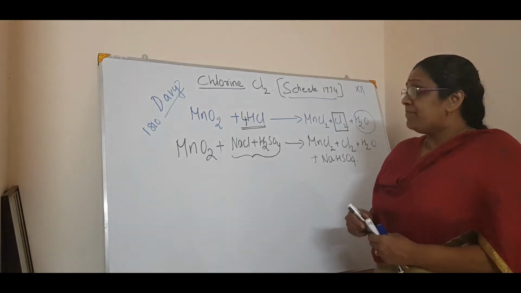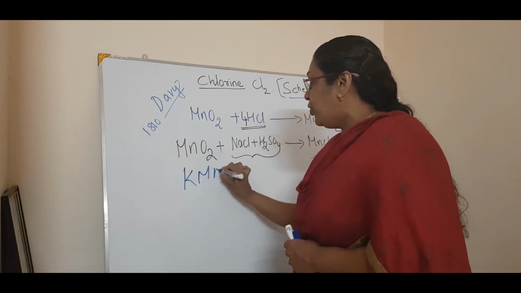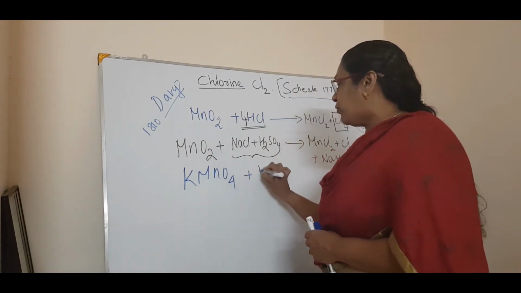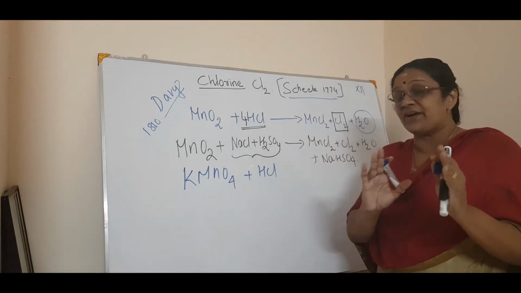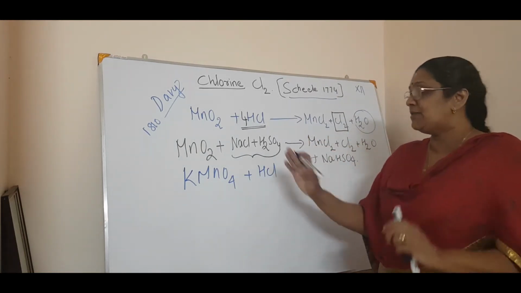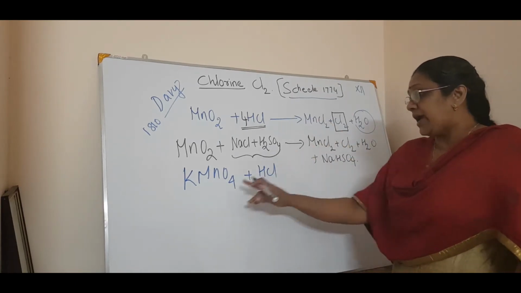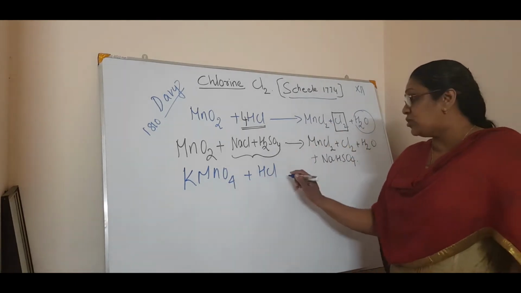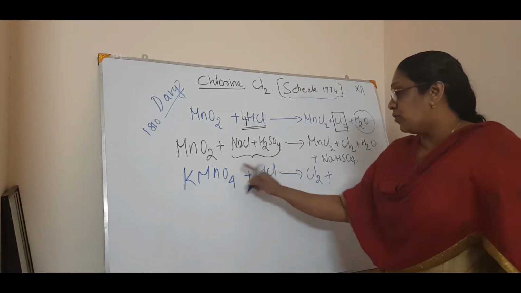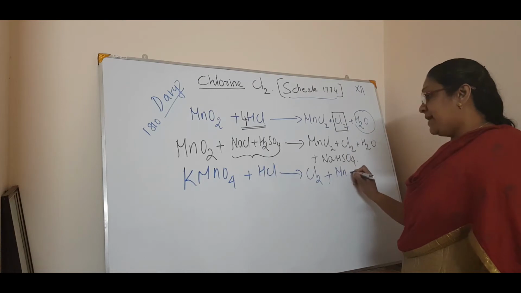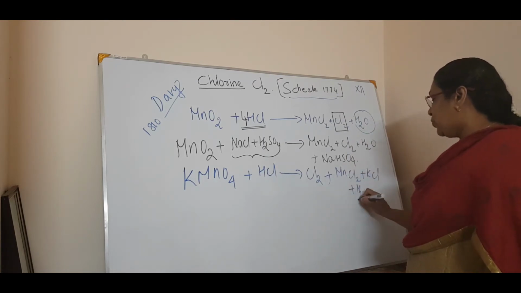Then instead of MnO2, you can even use KMnO4. And let me tell you, you have to balance all these equations and get ready in your equation diagram. I'm just writing it, that's all, not balanced. So KMnO4 plus HCl, this reaction also gives you chlorine, isn't it? Chlorine plus MnCl2 plus KCl plus H2O.